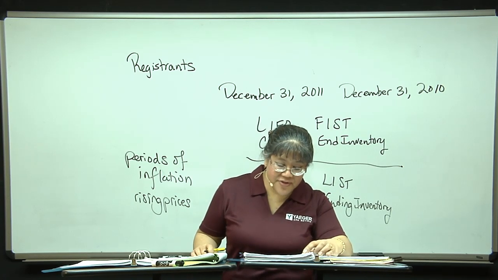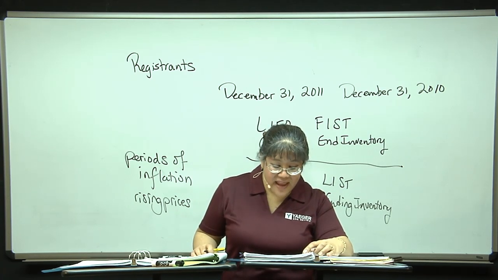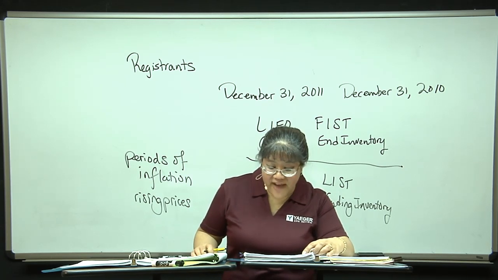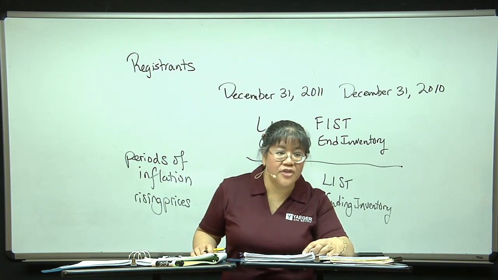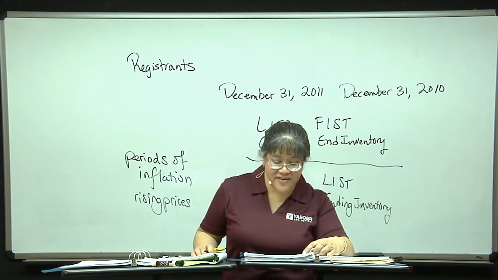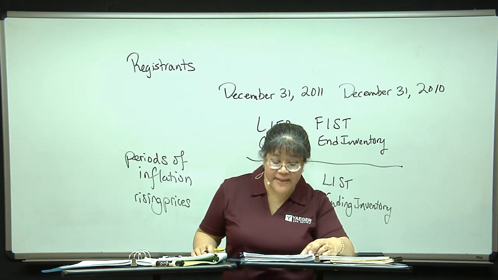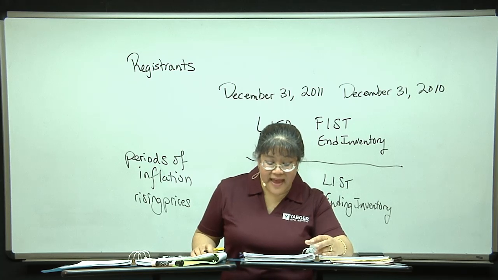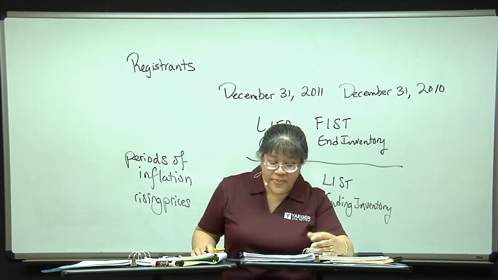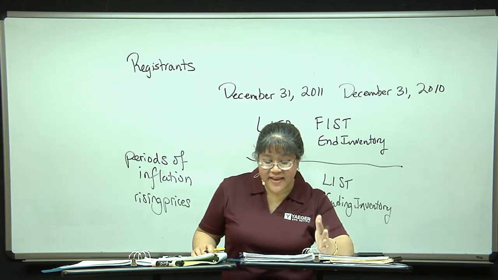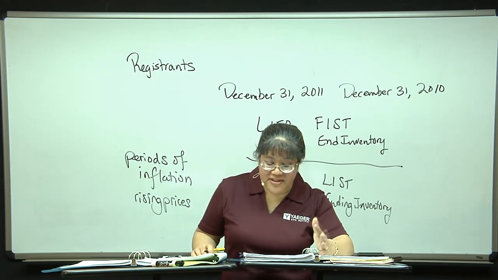On January 1st of 2011, Posey changed from the average cost method, which is the old method, to the FIFO method, which is the new method, to account for its inventory. Ending inventory for each method was as follows. And they give you the ending inventory for December 31st, 2010, and December 31st, 2011, for the old method, which is the average cost method, and for the new method, which is the FIFO method.